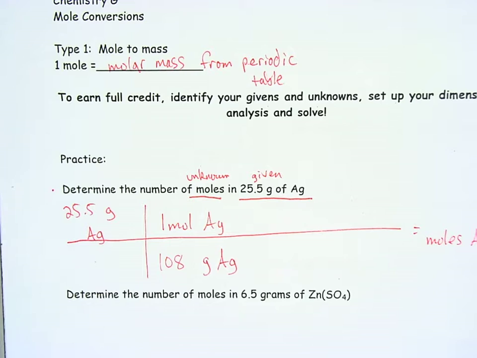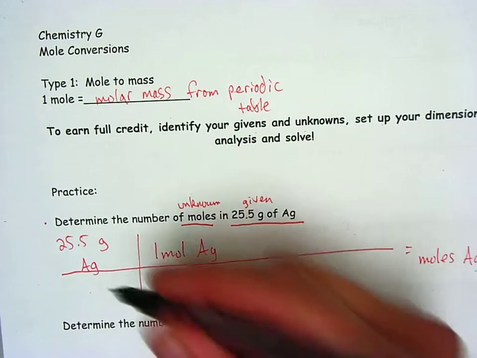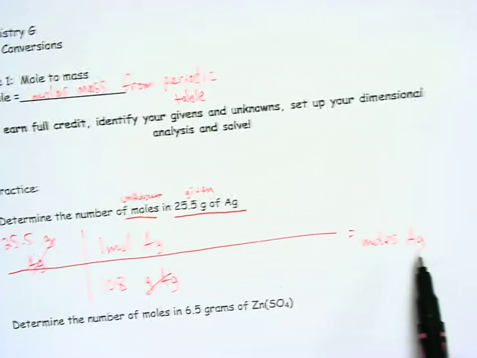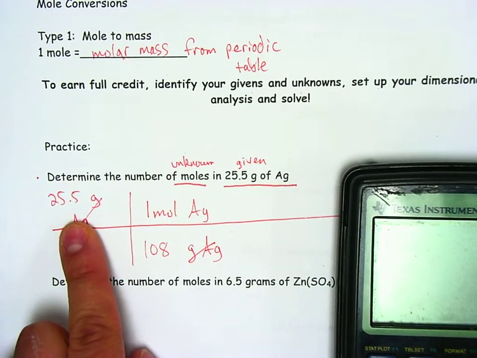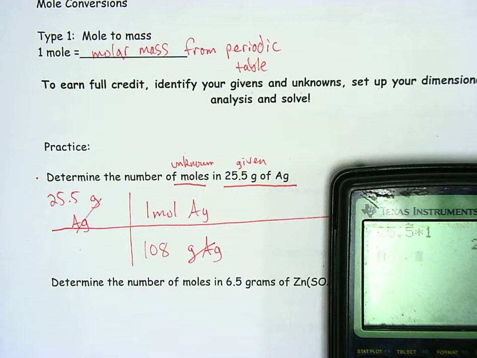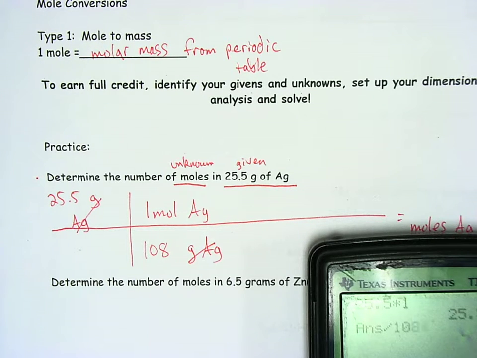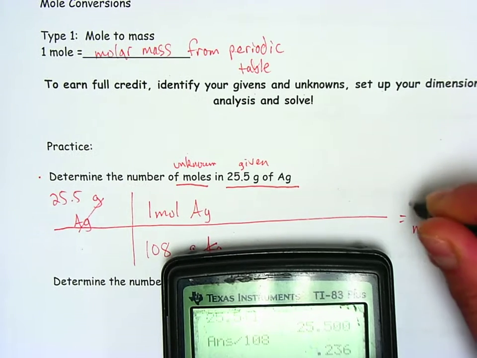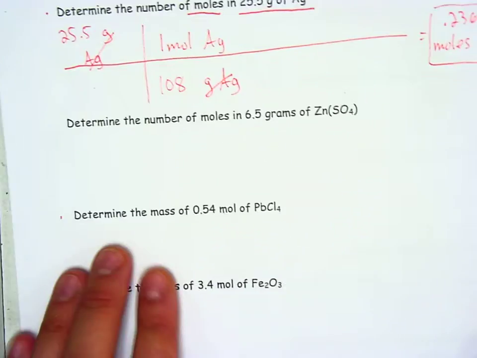Okay, so to do this calculation, you multiply the numbers on top, and just to verify that things canceled out, grams of silver matches grams of silver. We're at moles of silver, which is matching moles of silver here. So we're going to multiply the top numbers, 25.5 times 1, divided by 108. All right, so our answer is 0.236 moles of silver.